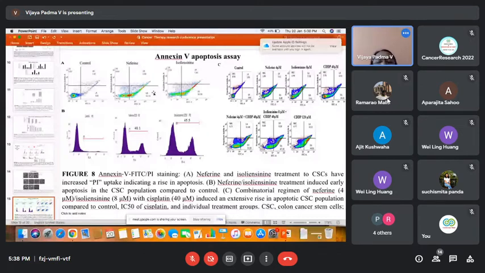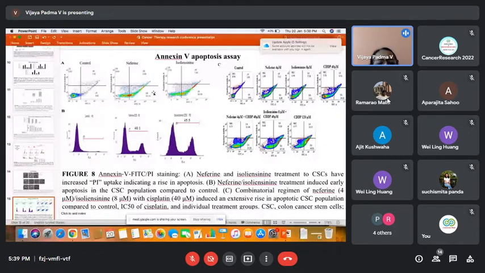And this is the 4 micromolar dose, which is used in combination. This is 8 micromolar, which is not so significant here. Whereas in the combinatorial regimen, you can see a significant increase here, 30.36 apoptosis. Here also 47. Here it is again 46. This is the IC50 dose of cisplatin. These two are a combination, neferine and isoliensinine in combination with 40 micromolar of cisplatin. So it clearly shows that there is a significant increase in apoptosis in combinatorial regimens.